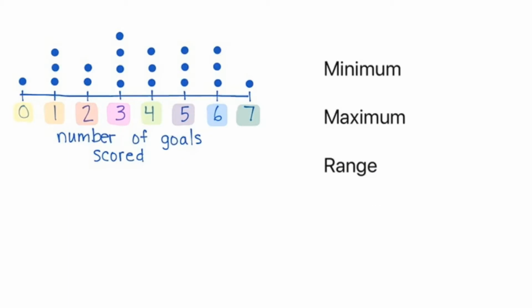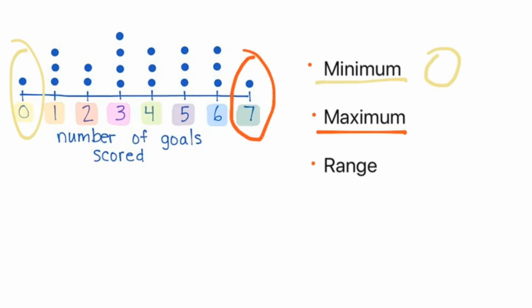Here's what you can tell from a dot plot right off the bat. We can find the minimum, the maximum, and the range. The minimum is the smallest value that we see on the dot plot. And right here, you can tell the minimum is 0. The maximum is the largest value on the dot plot, and you can tell that that is 7.